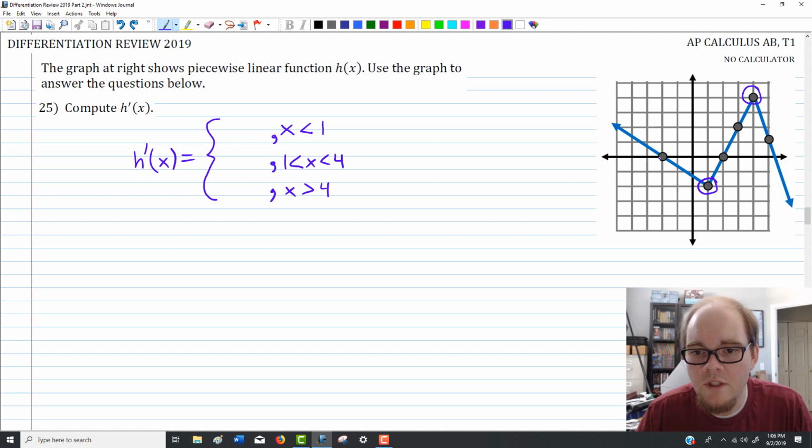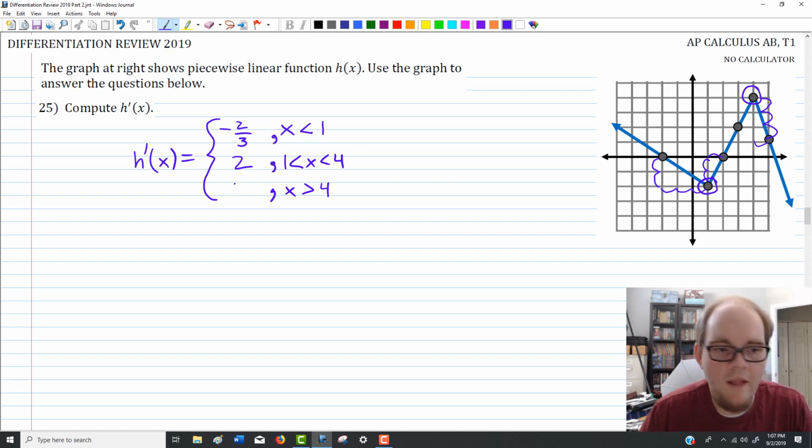So as far as slopes here, looking at the first one, we go down 1, 2, and over 1, 2, 3. So the first branch of h prime will be negative 2/3 when x is less than 1. In between we go up 1, 2, and over 1. So in the middle it'll be 2. Following the same pattern, we go down 1, 2, 3, and over 1, which tells me that our last one is going to be slope -3.